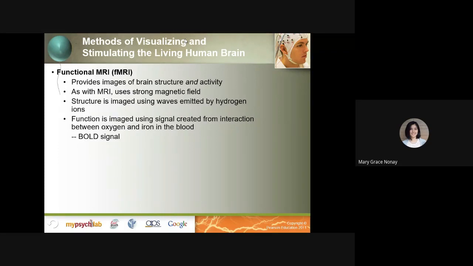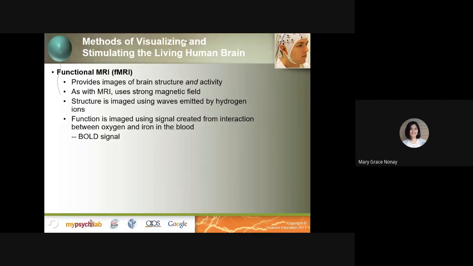Okay, so here's what happens in the fMRI. So first, active areas of the brain take up more oxygenated blood than they need for their energy requirements, and thus oxygenated blood accumulates in active areas of the brain. And second, oxygenated blood has magnetic properties that influence the radio frequency waves emitted by hydrogen atoms in an MRI.